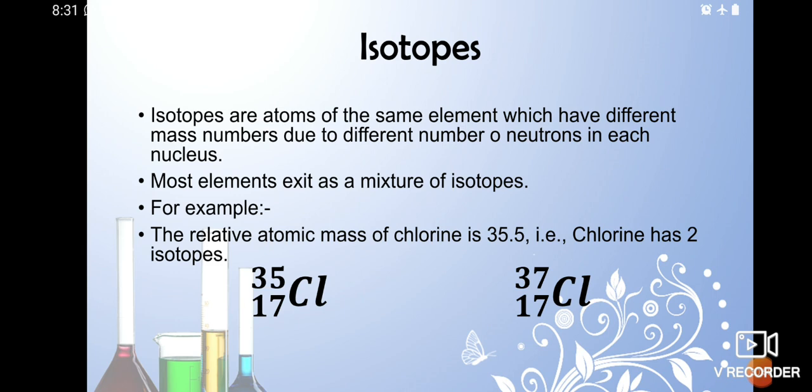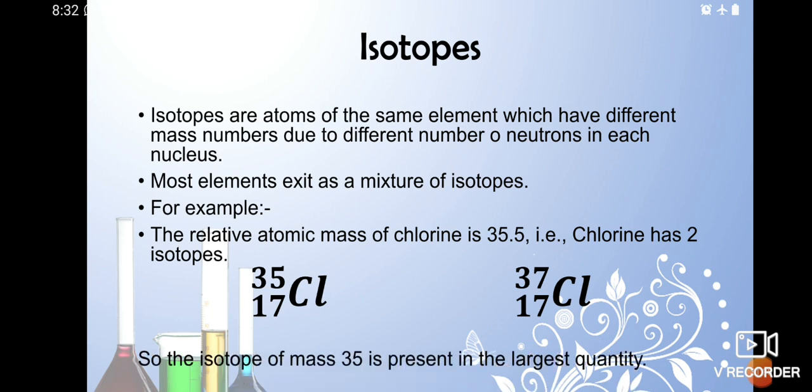So chlorine has two types of isotopes. Like that, carbon also has isotopes. So we have taken a standard weight of carbon to find the atomic mass of other elements. Okay, students, the isotope of mass 35 is present in a large quantity, so by averaging 35 and 37, we get the value 35.5. So it is the average mass of chlorine. Okay, students.